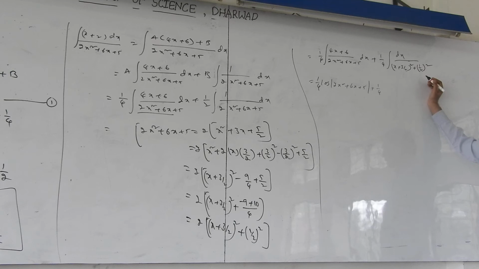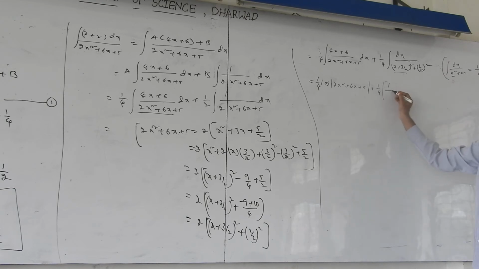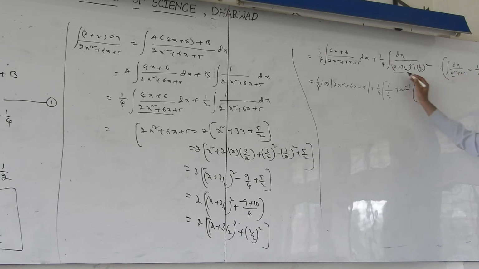This you can write directly also. Instead of taking x plus 3 by 2 equal to t every time, you can use the formula: integration of dx by x square plus a square is 1 by a tan inverse of x by a, where x is this and a is this, 1 by 2. Substitute directly 1 by a, which means 1 by 1 by 2, tan inverse of x, which means x plus 3 by 2 by a, 1 by 2. Like this we can write directly also, instead of taking x plus 3 by 2 equal to t.